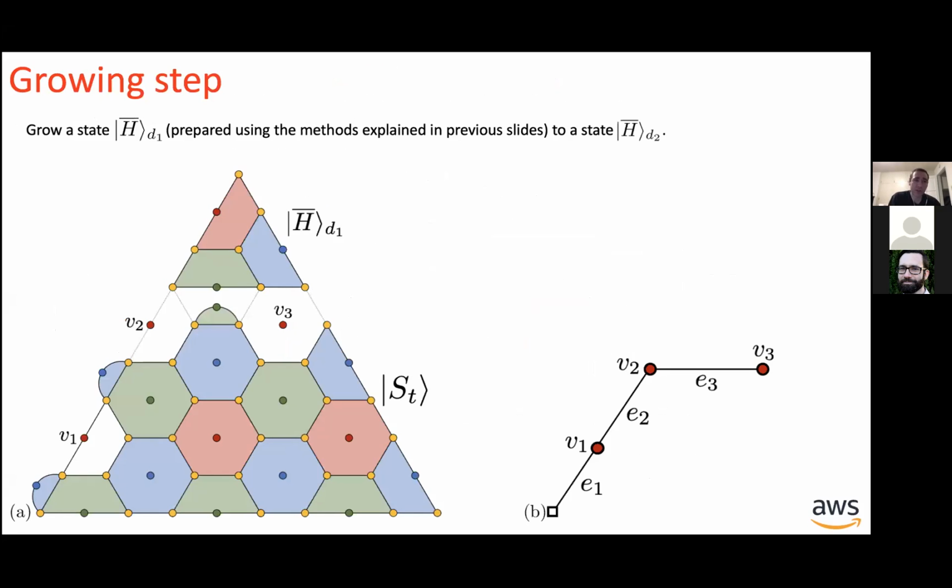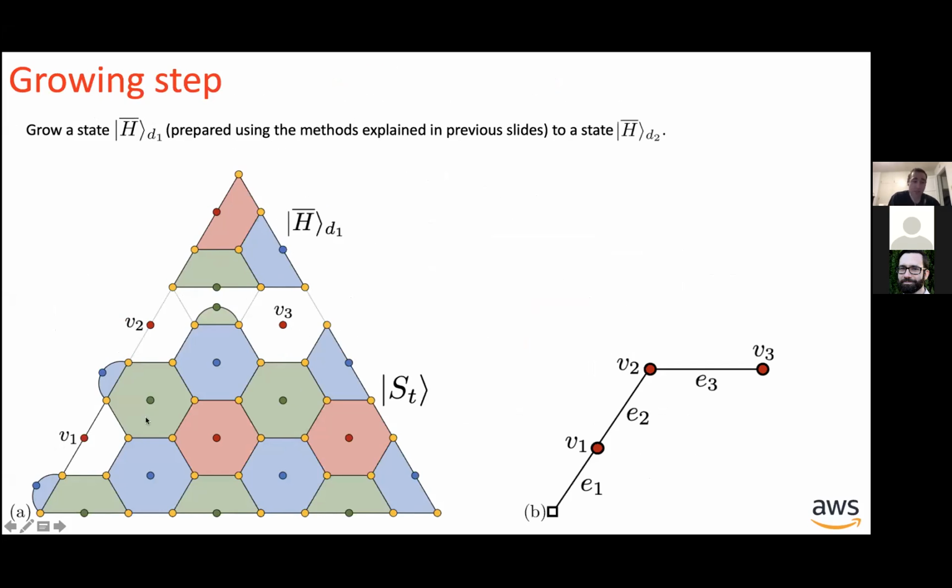Before showing you the numbers, I said growing a distance D1 to a distance D2 state is pretty straightforward. You can see from this picture how to grow a distance 3 color code encoded state to a distance 7. It's pretty much the same idea, but now you have additional white plaquettes at the boundary between the top color code patch and the bottom stabilizer state.